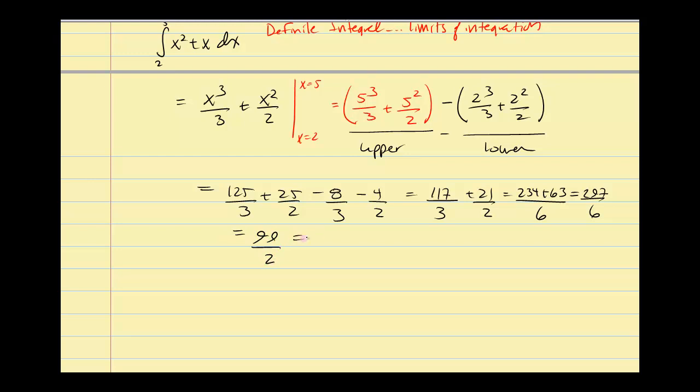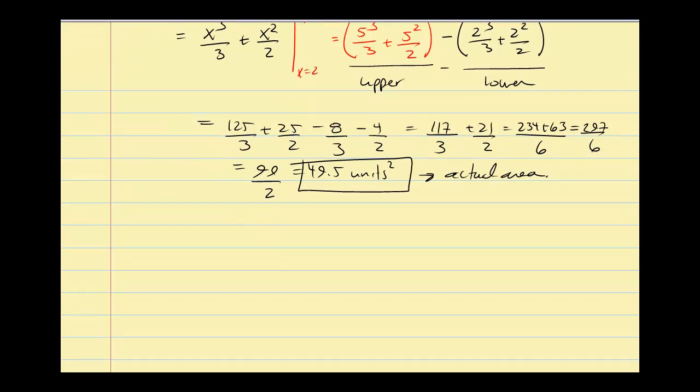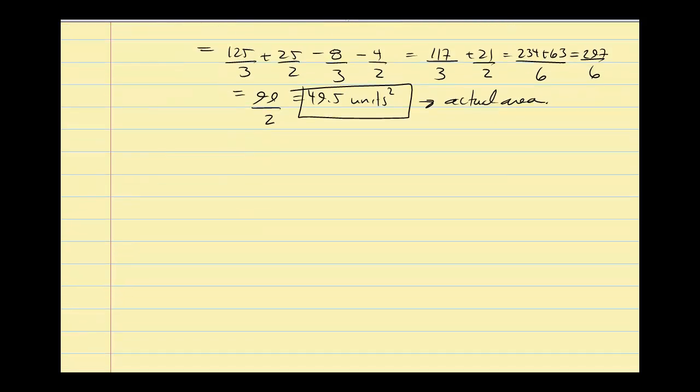Now as a decimal approximation, this is 49.5 units squared. This is not an approximation, this is actual area. So before, we had an estimation of 44.625 in the problem we did just above with the Riemann sums. Now because this entire region is above the x-axis, I can say that this is the actual area covered, and it's exactly 49.5 units squared. It's not an approximation.